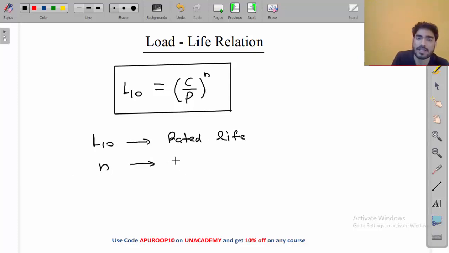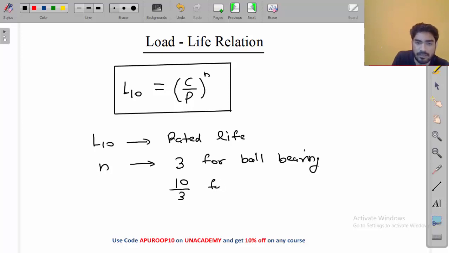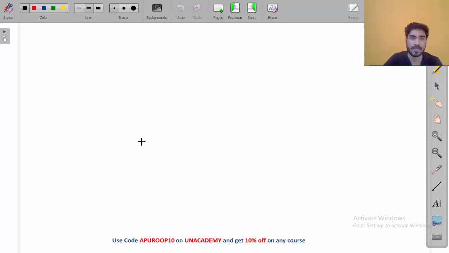N is a constant. It is equal to 3 for ball bearing, and it is equal to 10 by 3 for roller bearing. So N is a constant. If there is a ball bearing, then it will become 3. If there is a roller bearing, then it will become 10 by 3. Do you understand this much? Now we will see what is C and what is P. First we will see what is C.